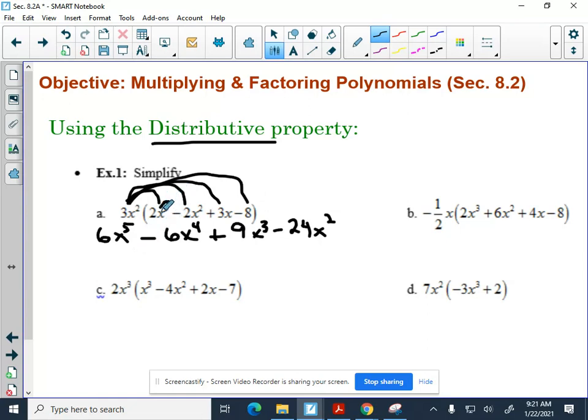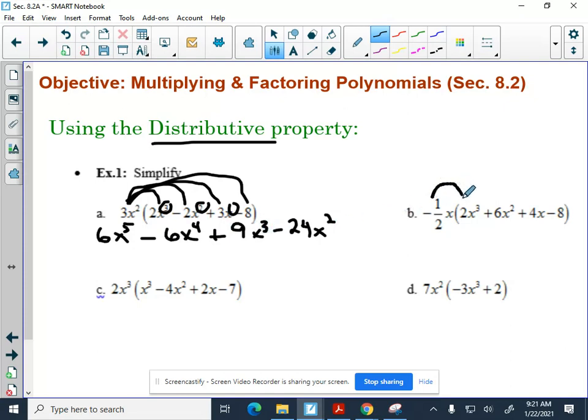Notice this was 3. It simply added 2. It went up to 5. This was 2. It added 2. It went up to 4 in terms of the power. This was a 1. It went up to 3. This was nothing. It went up to 2. So the x's all increased by 2 inside there. The rest of it multiplied by 3.